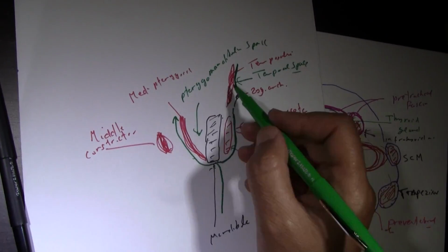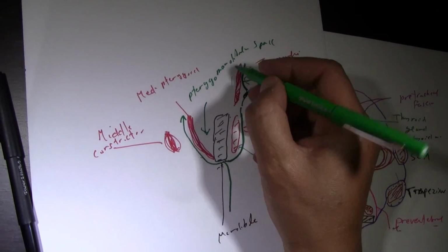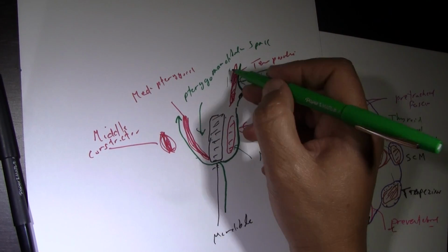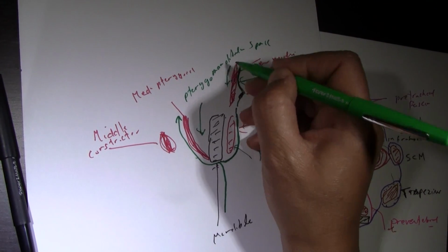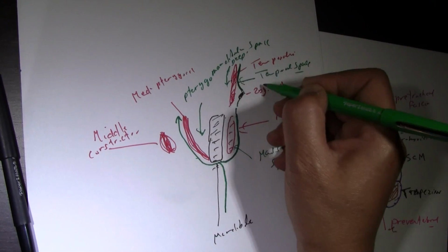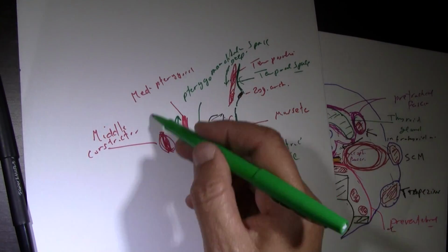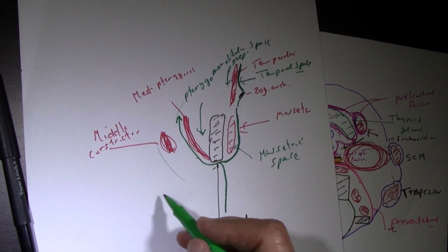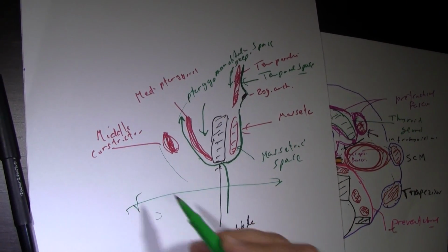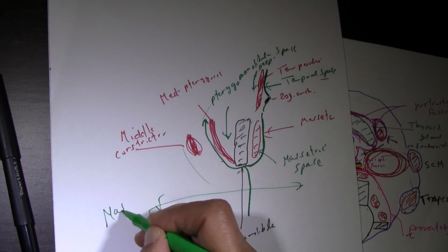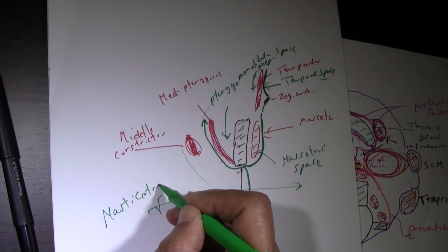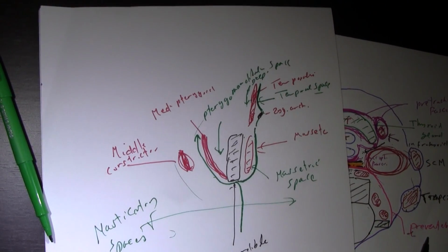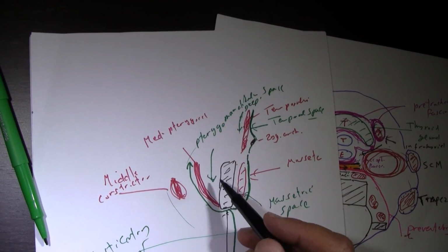Okay, this is the superficial one. There is another space, the deep one, between temporalis and temporal bone. This is the deep one here, but this is the superficial. So everything here, because it's related to the muscles of mastication, we call them masticatory spaces.